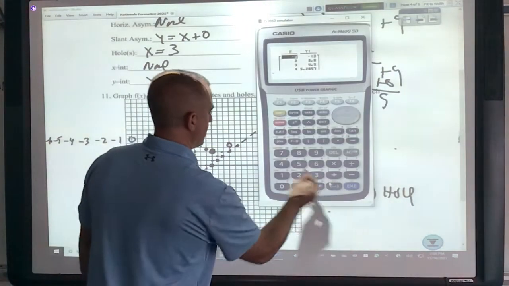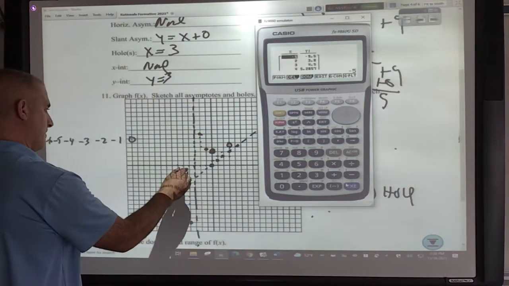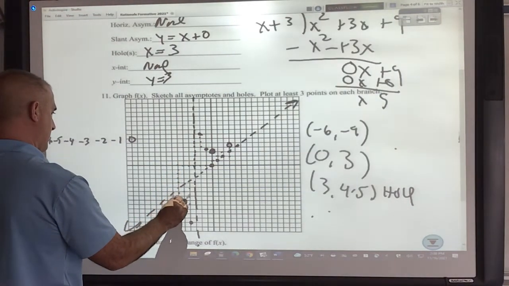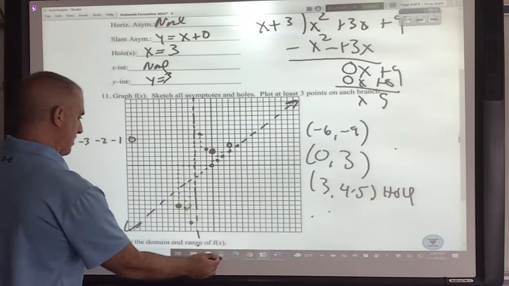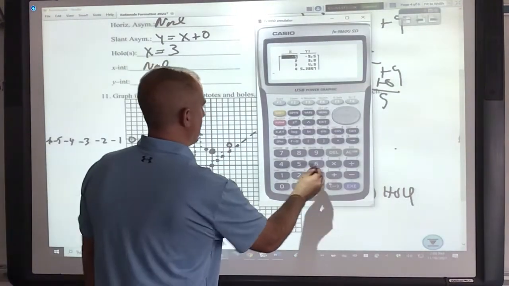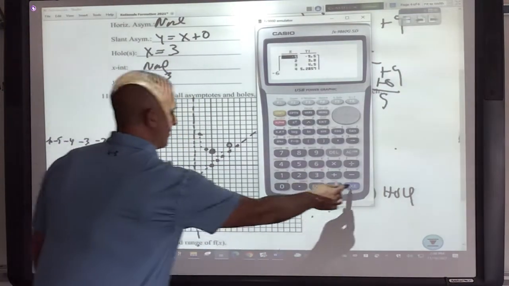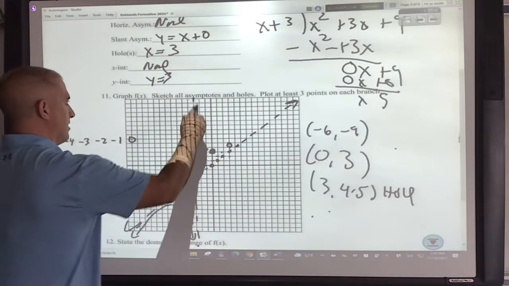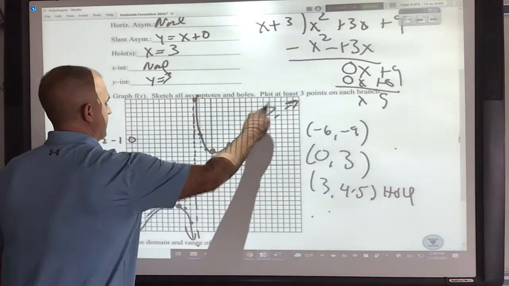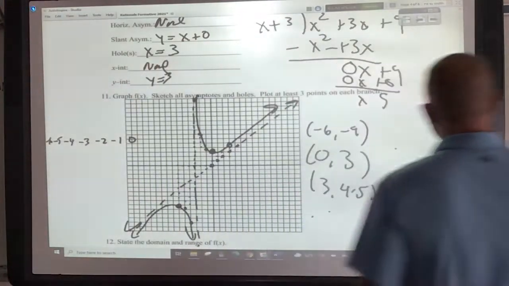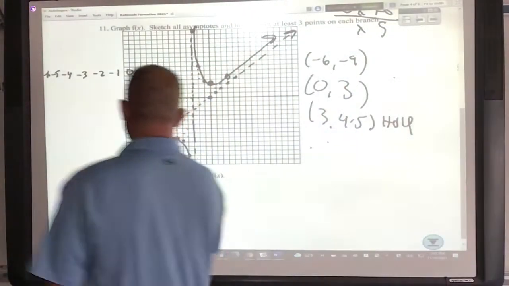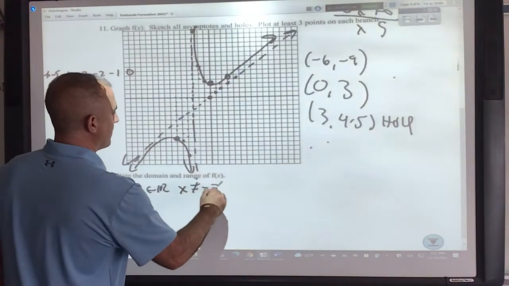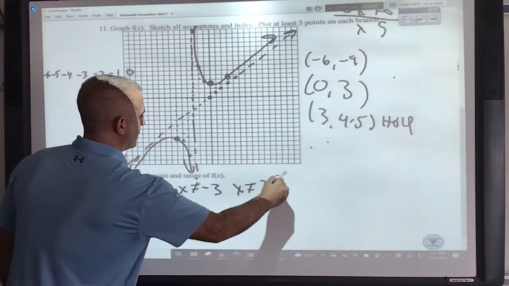-5 is -9.5. 1, 2, 3, 4, 5, 6, 7, 8, 9, and a bit. And then -6 I already have on there. So I know my shape looks something like this and something like this. Now, as far as the domain goes, this would be x is an element of all real numbers, except x can't be -3, x can't be 3, because that's the hole.